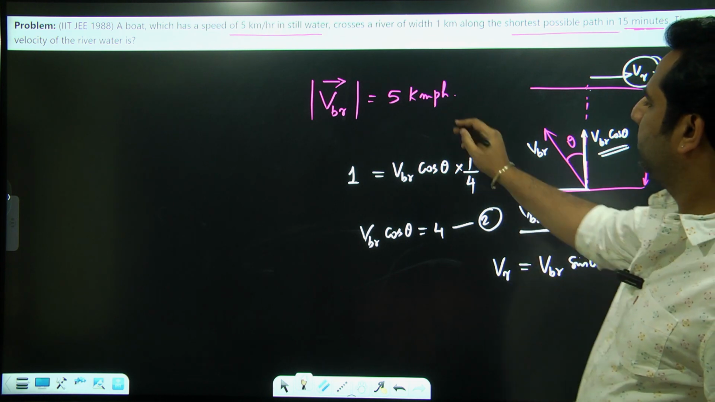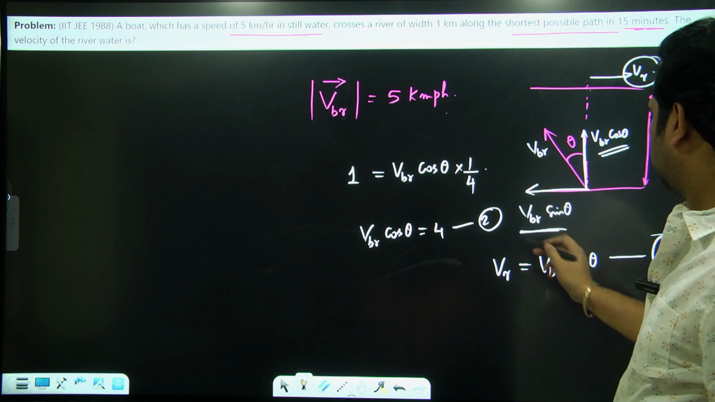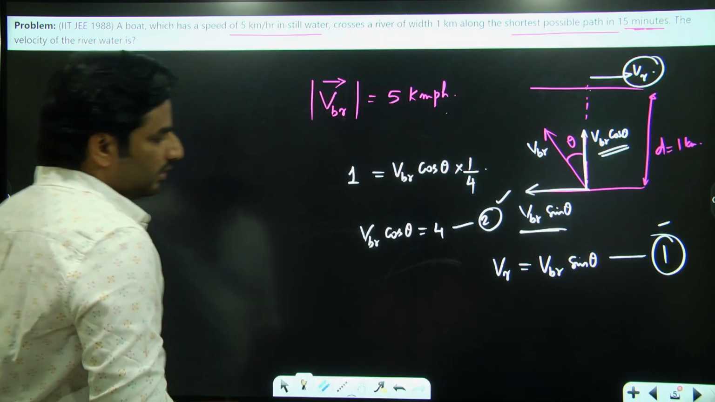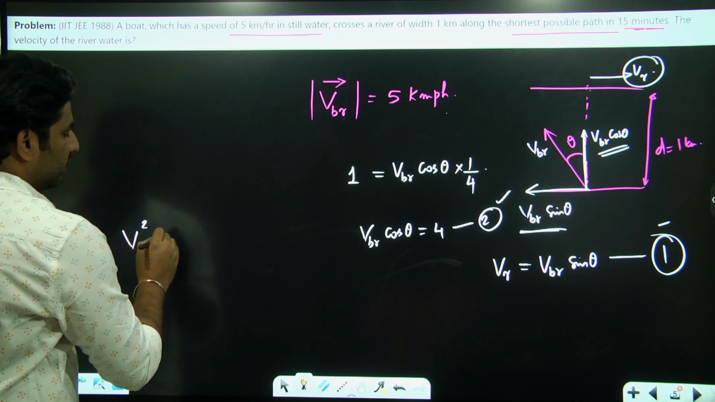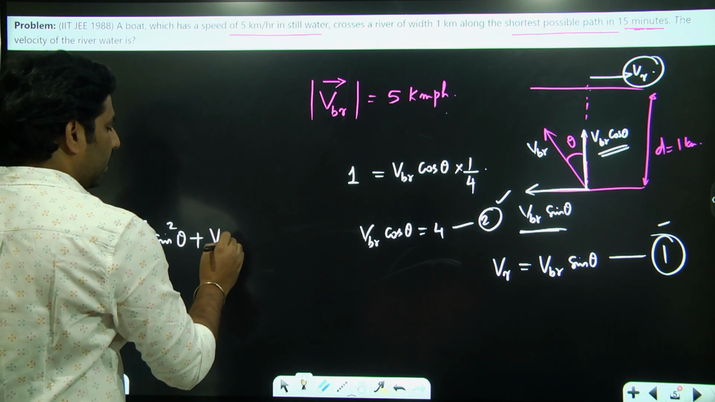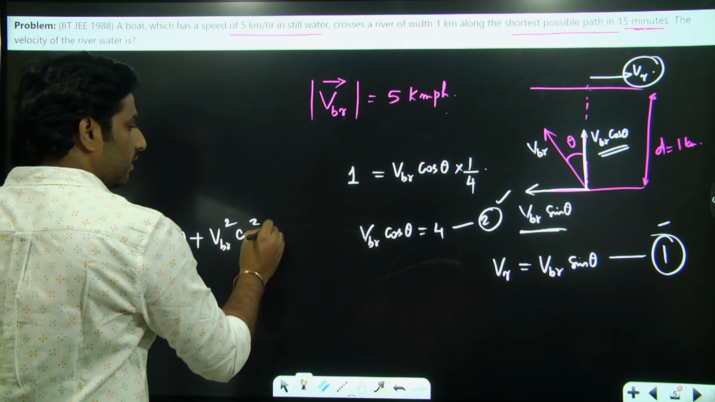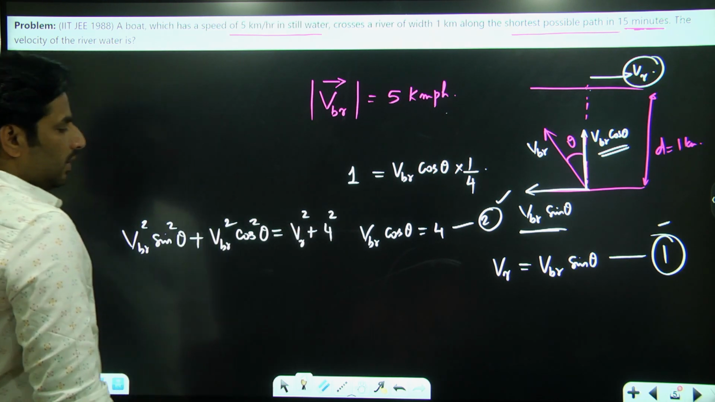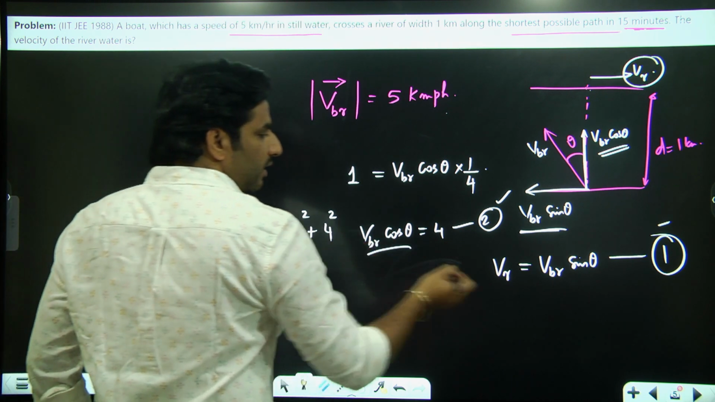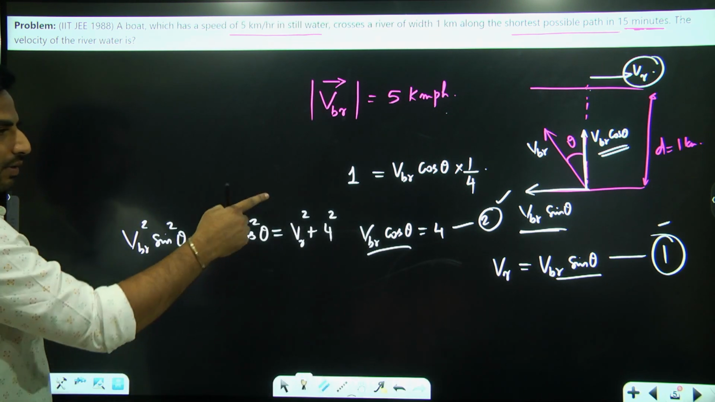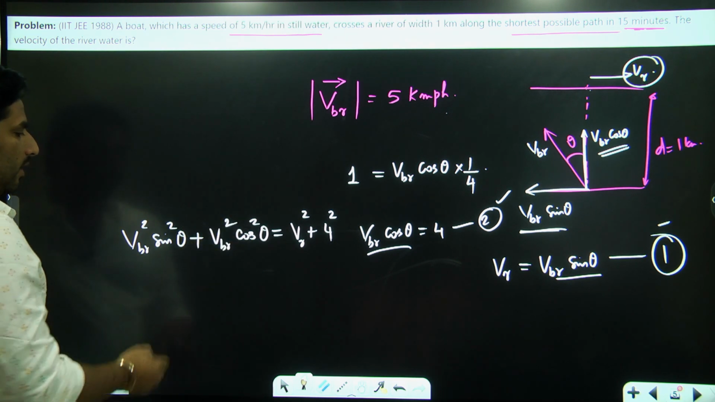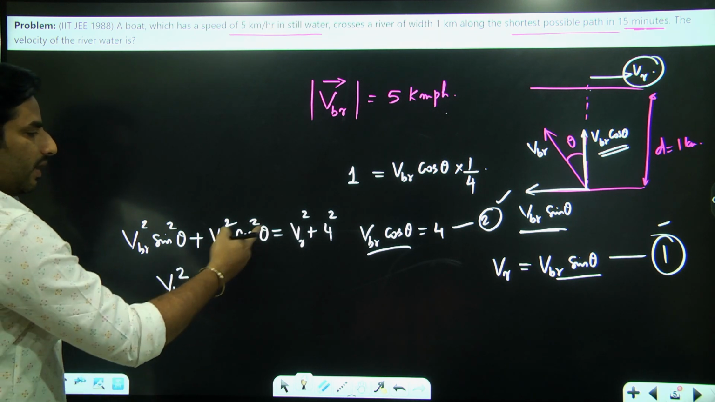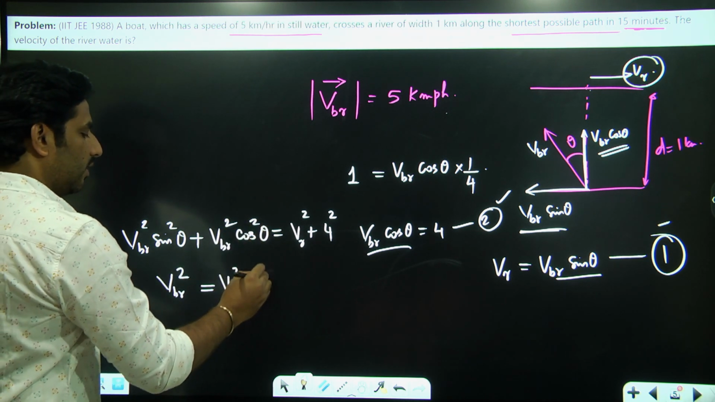And VBR is also given. I have to find VR. So square the second equation and the first equation. So you will get VBR square sine square theta plus VBR square cos square theta, that is equal to VR square plus 4 square. The reason I squared is because I have VBR cos theta and VBR sin theta. When I square and add the first equation and second equation, I can get rid of theta because sin square theta plus cos square theta is 1. So VBR square is equal to VR square plus 16.